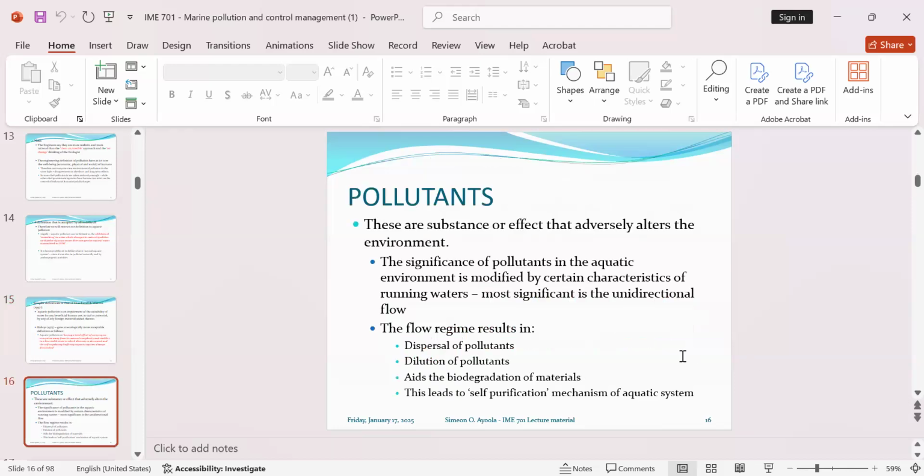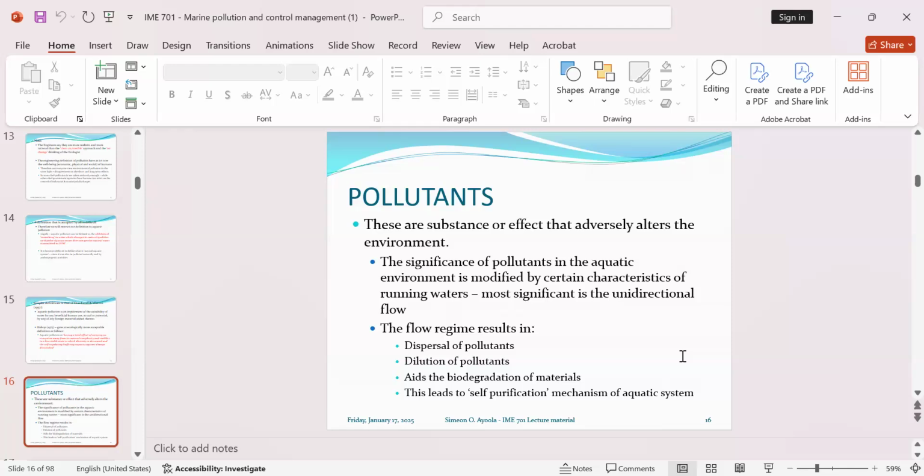Now, let's look at pollutants. What are pollutants? These are substances or effects that adversely alter the environment. So the moment there is a kind of alteration in the ecosystem or in the environment, we refer to it as a pollutant. The significance of a pollutant in the aquatic environment is modified by certain characteristics of running water, most significantly the unidirectional flow. Now, we have what we call the flow regime. The flow regime results in, one, dispersal of pollutants, dilution of pollutants, and the biodegradation of materials. So also, this leads to the self-purification mechanism of the aquatic system.